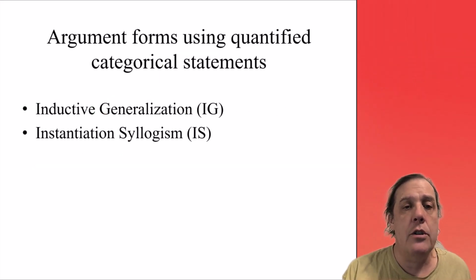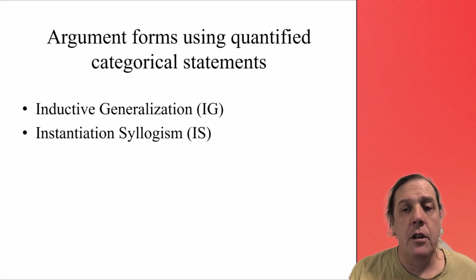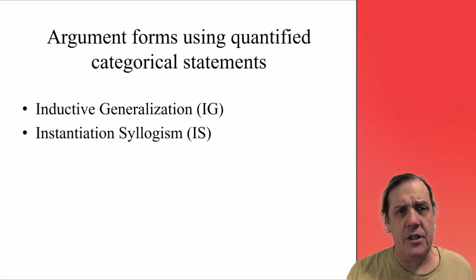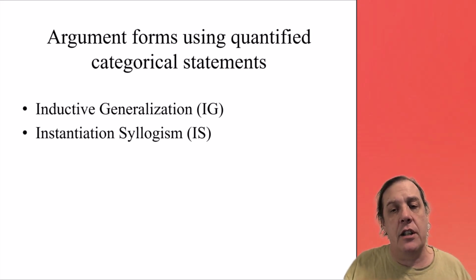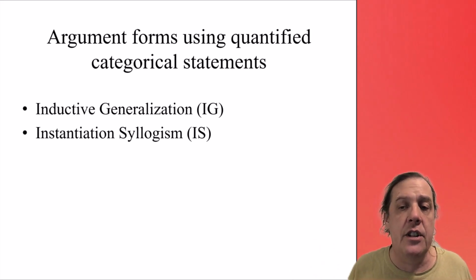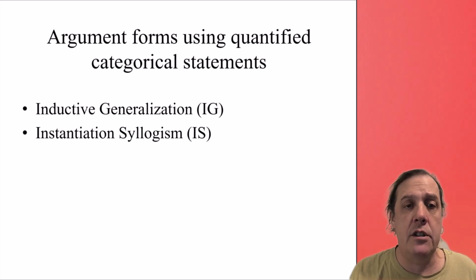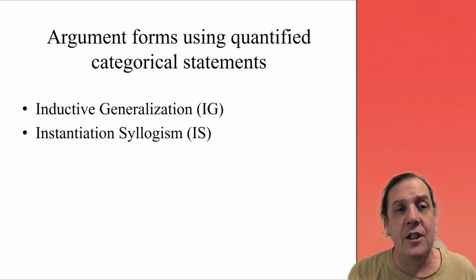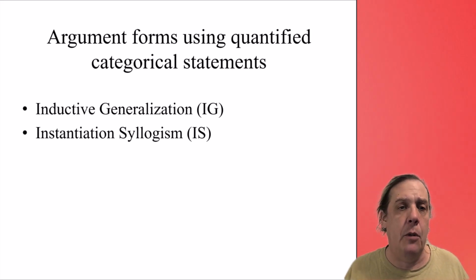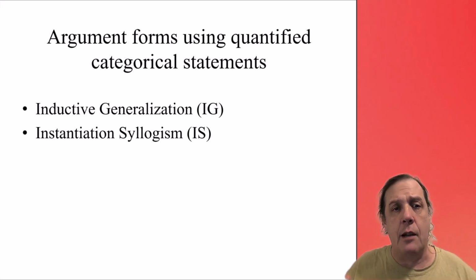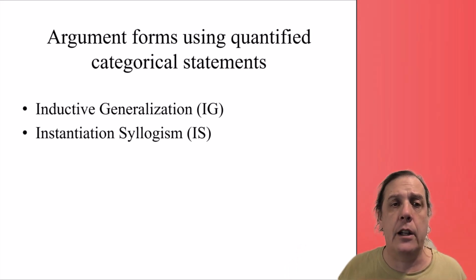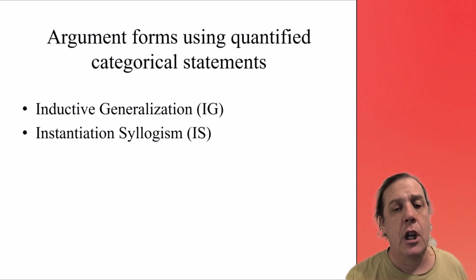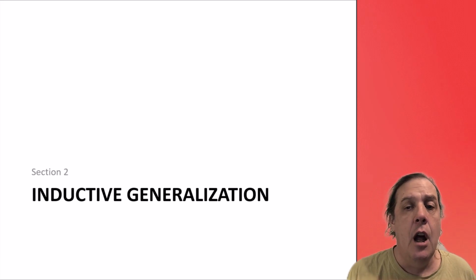Okay, so now there are two styles of argument that involve these statements that we've just been studying, quantified categorical statements: inductive generalization and instantiation syllogism. In this class, we're going to be talking about inductive generalization. This is essentially the cases where you move from statements about a sample to statements about a whole population. So the big quantified categorical statement is in the conclusion. But let's just go into that. Let's take a look at that.